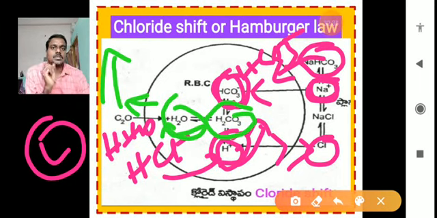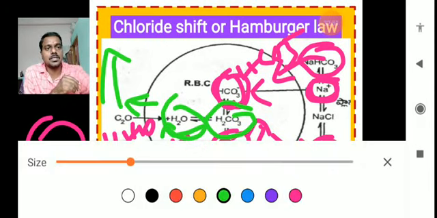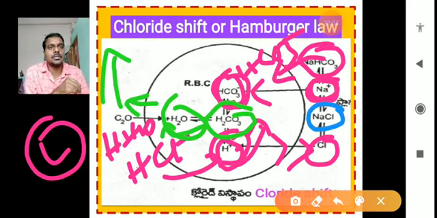So this process is reversed. The chloride again enters the plasma. At the same time, the sodium bicarbonate HCO3 and sodium ions bind with Cl and form NaCl. Again NaCl is formed here.